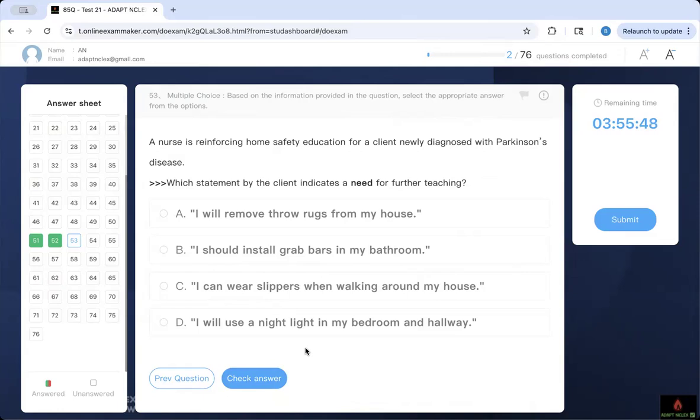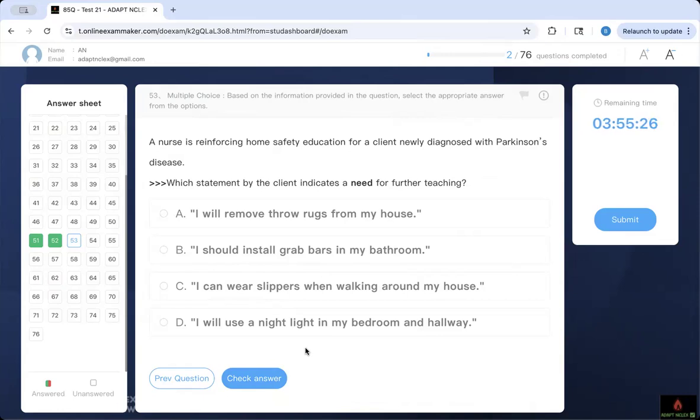You have to bring all these little things together. The question is not going to give you the concept. I hear Parkinson and know these people are falling, and because of their resting tremor, they cannot do certain things. Therefore, what would I do? Which statement by the client indicates the need for further teaching? If they're doing something that will make them fall, they need further teaching.